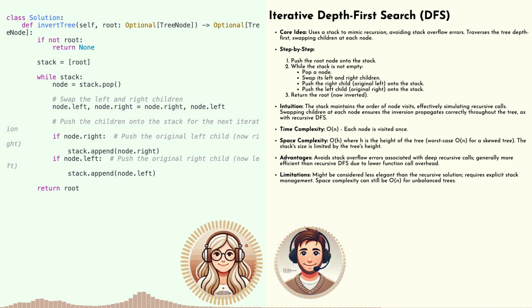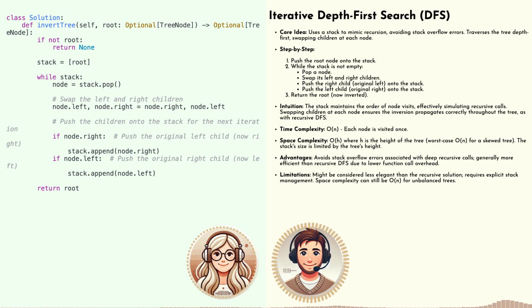Now here's where the inversion happens. We swap the left and right children of that current node, and to make sure we keep going depth first, we push the right child onto the stack first, if it exists, and then the left child. Ah, I see. By pushing the right child first, we're making sure we explore the left subtree all the way down before we go back and look at the right subtree. Exactly. And we keep doing that. Pop a node, swap the children, push the right child, then the left, until our stack is empty.